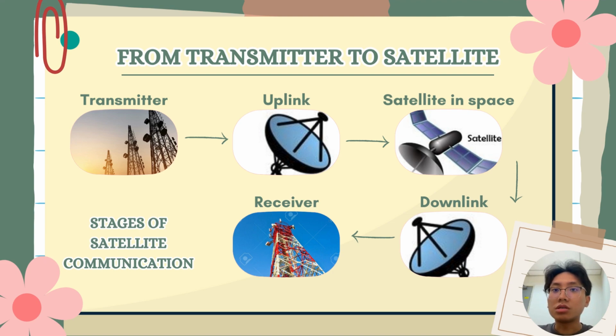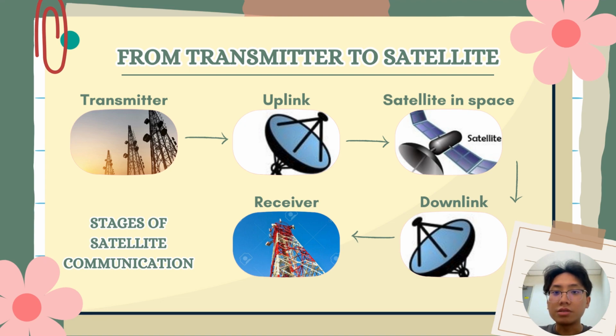So this is the transmission of a signal from a transmitter to a satellite. During the transmission, a radio transmitter on the ground station or user device generates RF signals containing data, voice, or video information. These signals are modulated to include the necessary information. The signal then travels through the uplink. The modulated RF signals are directed towards the satellite in space, a process known as the uplink.